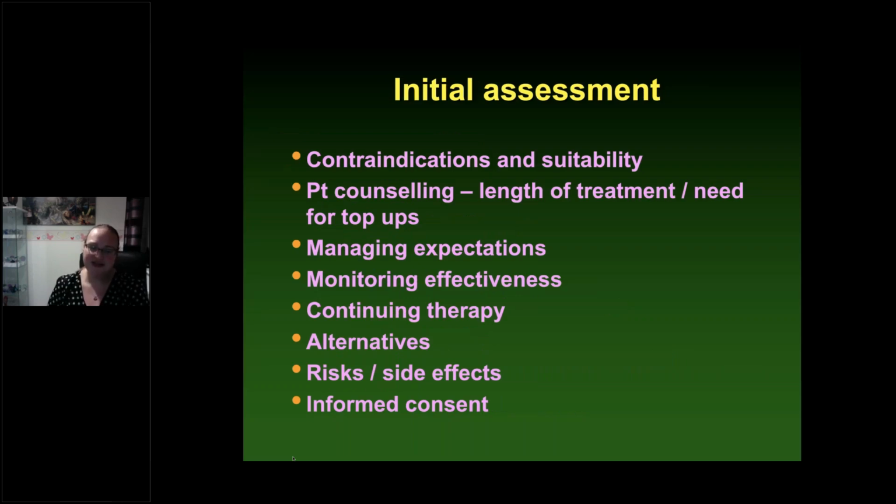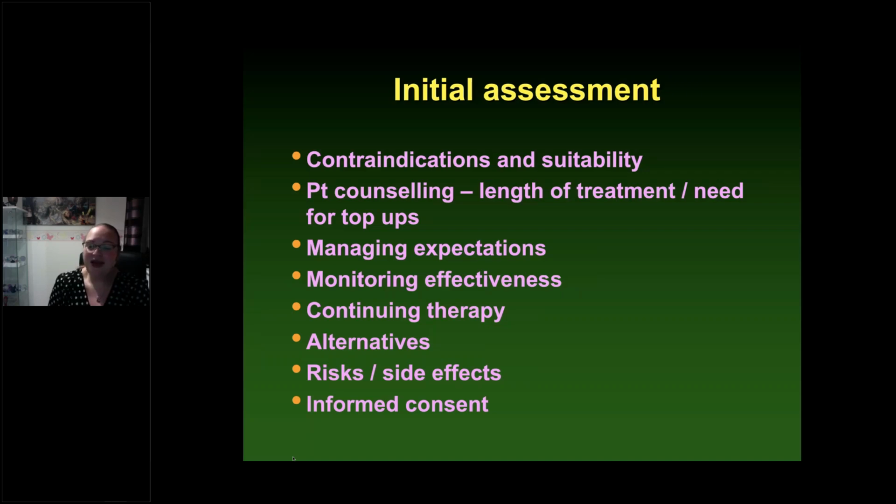When we're looking at our initial assessment, following assessment of the contraindications and suitability for PTNS, we then need to think about how we're going to counsel the patients about the length of treatment. They need to come in for a treatment of 30 minutes every week for 12 weeks for their initial course of therapy, and then there is the need for top-ups. For some patients that may be every couple of weeks or every month for a while, or for some, every 2, 3 or 4 months. But unless they have continual top-ups, they don't have the prolonged carryover effect, so the treatment efficacy wanes.